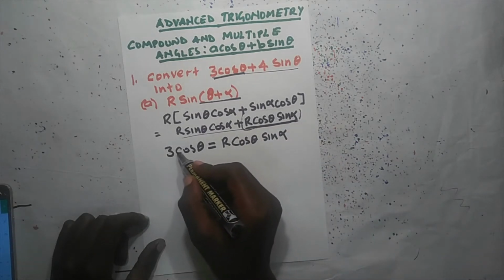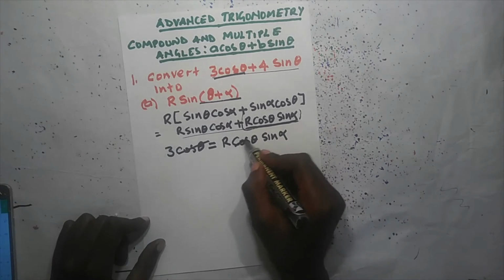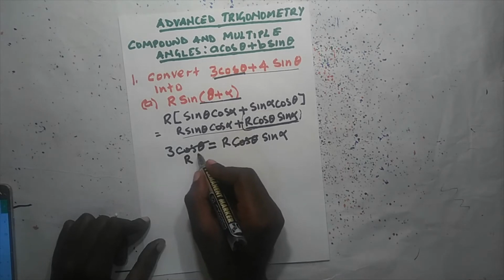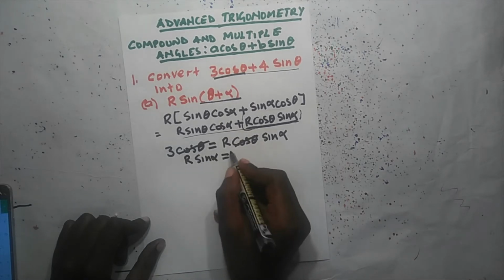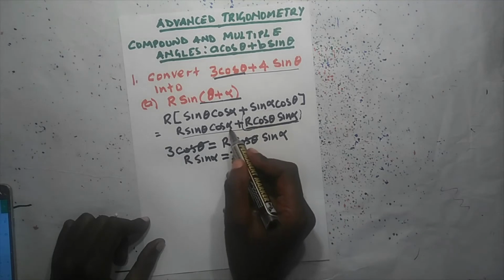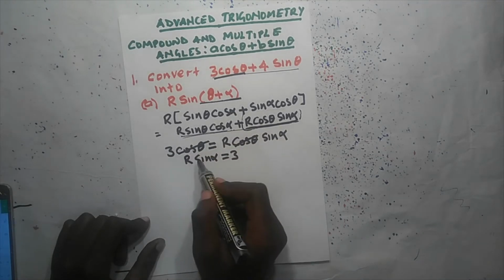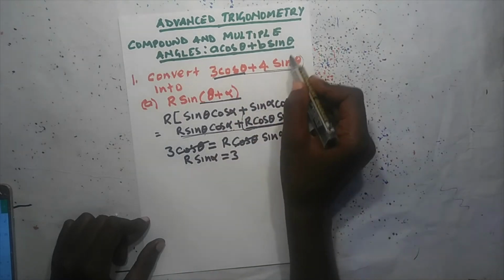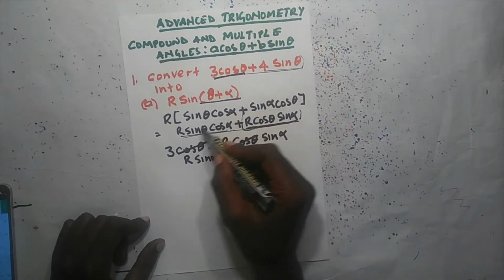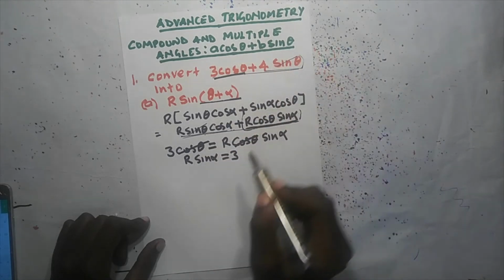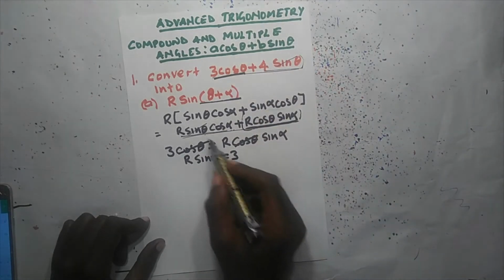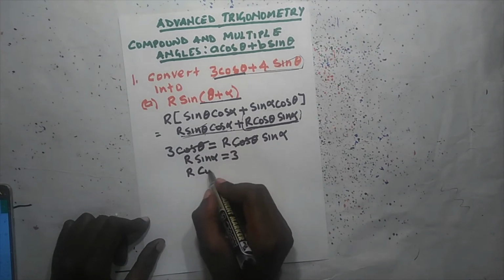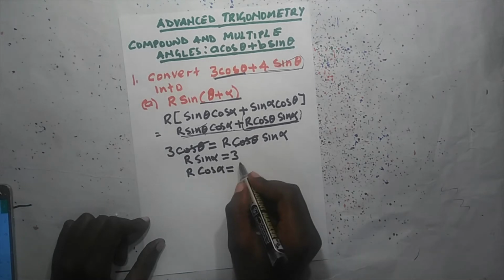Then we can cancel out the cosines. This cos theta will cancel with that cos theta there, and our expression will remain r sine alpha is equal to 3. We can do the same on the other side of the expression, the one that has sine theta. Sine theta will cancel with that sine theta, and you remain with a 4 here and r cos alpha here. So the second one will be r cos alpha is equal to 4.